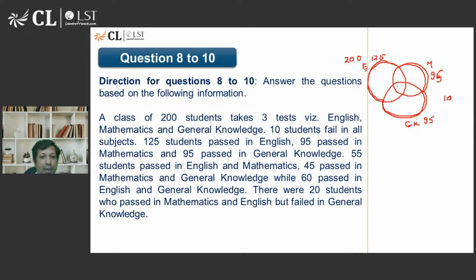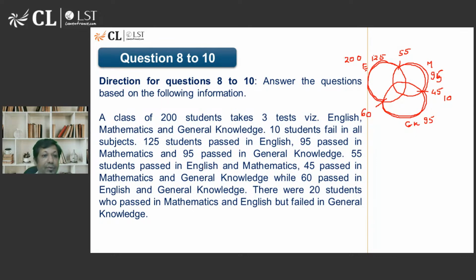55 passed in English and maths. So this total intersection comes out to be 55. Okay, 45 passed in maths and GK. So maths and GK is 45. This value is 45. Okay. 60 passed in English and GK. So English and GK, this is 60.